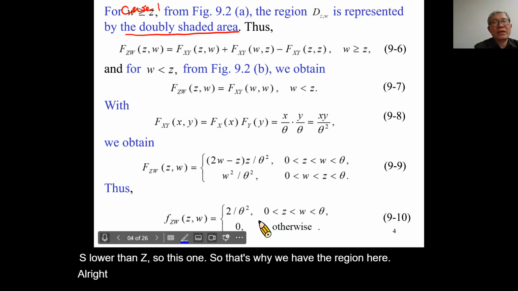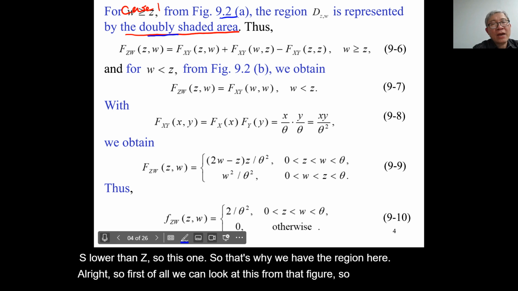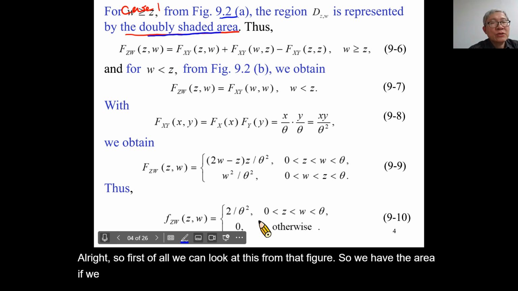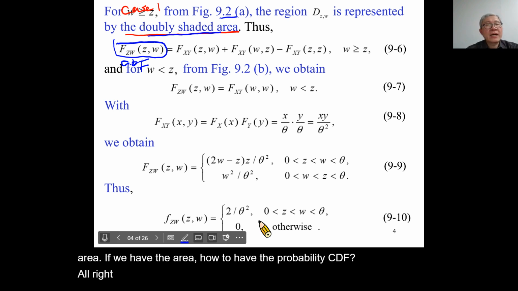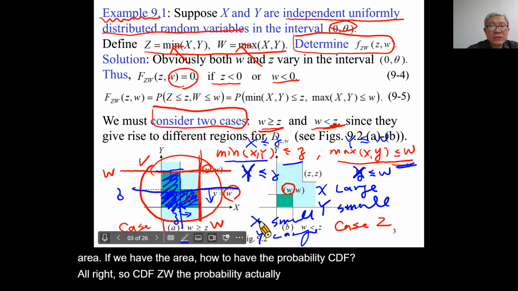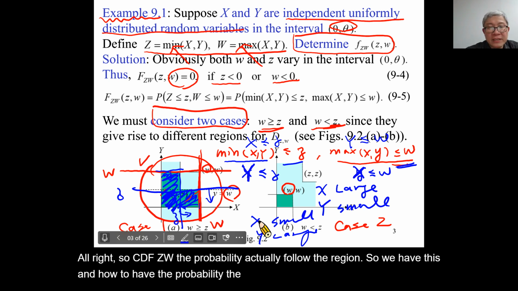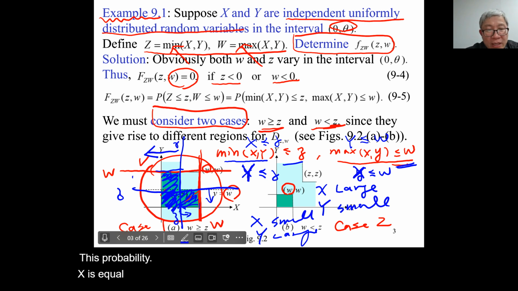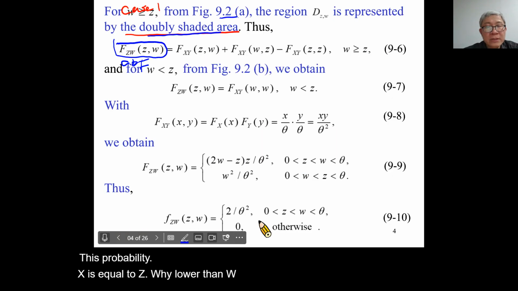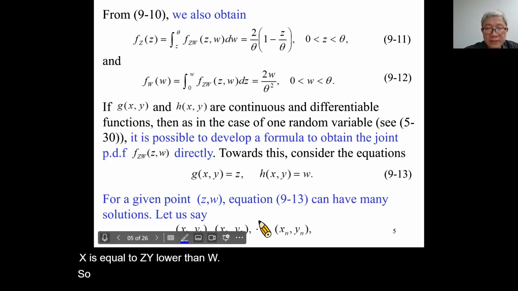Alright, so first of all, we can look at this from that figure. So we have the area. If we have the area, how to have the probability, CDF. Alright, so CDF ZW, the probability actually follow the region. So we have this. And how to have the probability? The probability can have this. This probability x is equal to z, y lower than w. So zw actually is this.